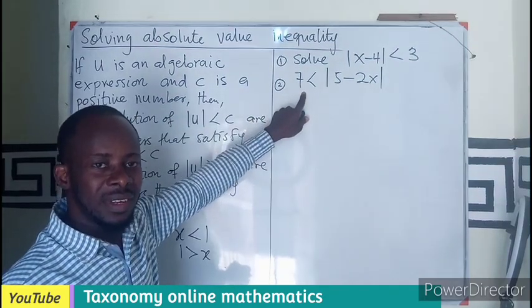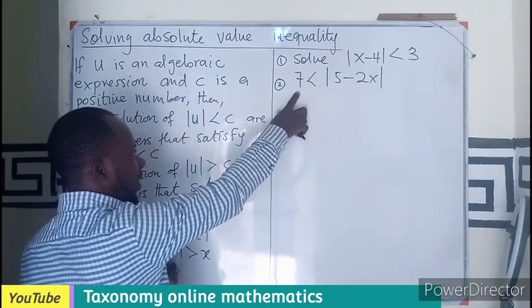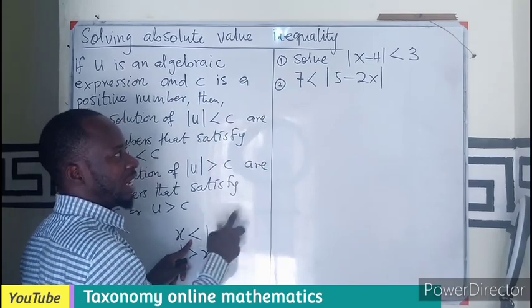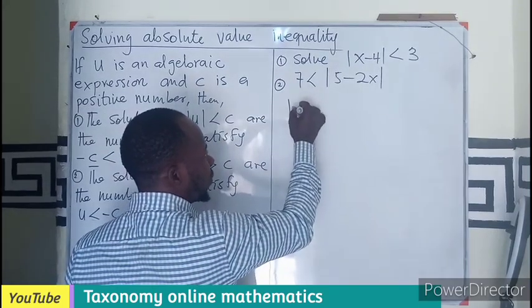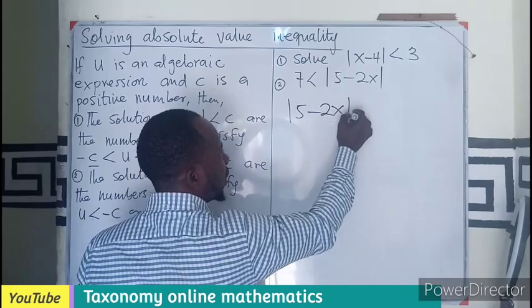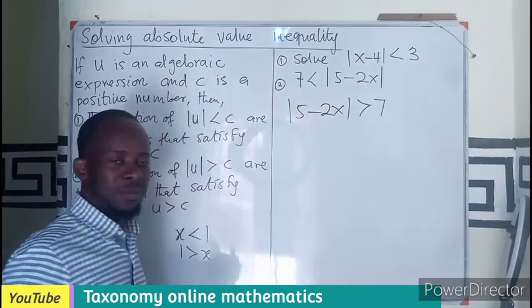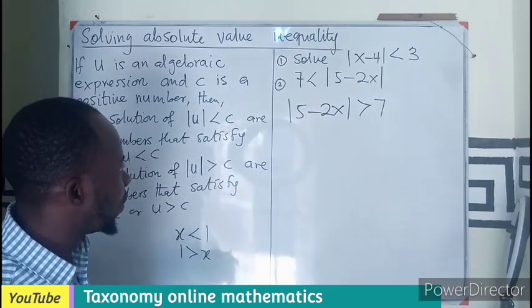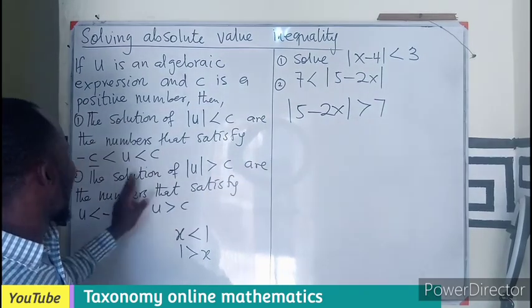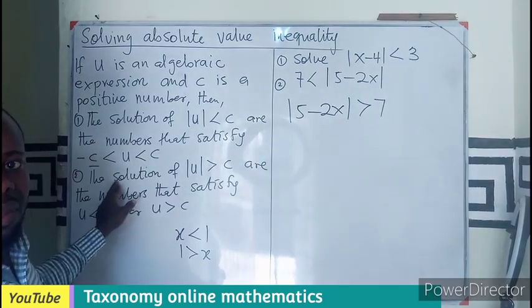So per this, if x, as we are seeing, is less than 1, it also means that the 5 minus 2x is also more than what? 7. And I believe we can place this now under the second method.